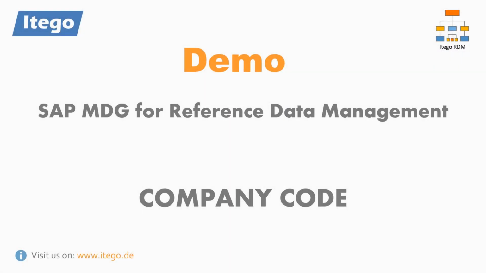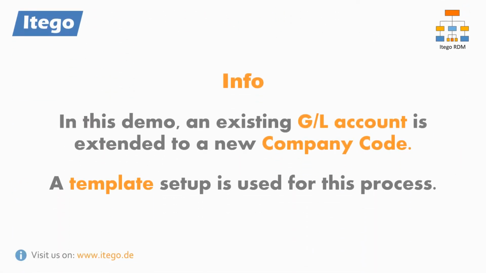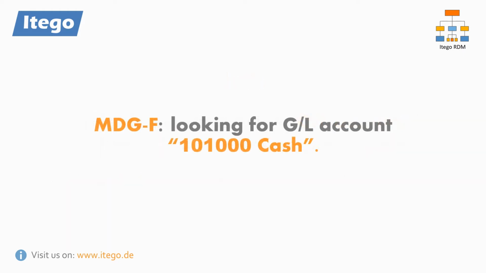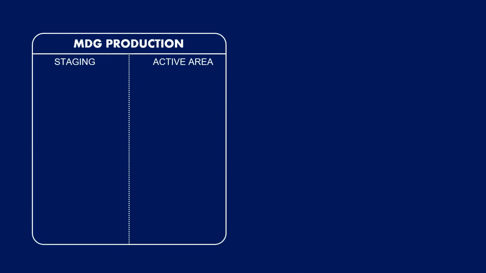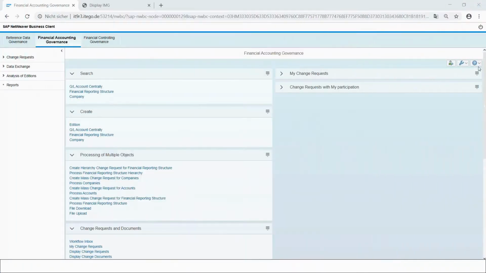This demo covers the company code object in Itego RDM for SAP MDG. It is going to show the process of extending already existing general ledger accounts to a new company code. The demo starts in MDG-F by looking for a specific GL account.